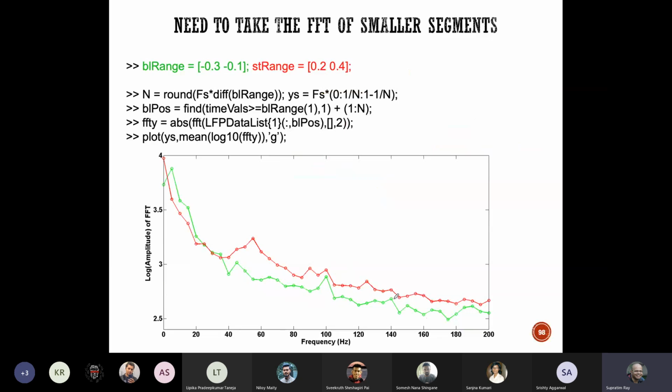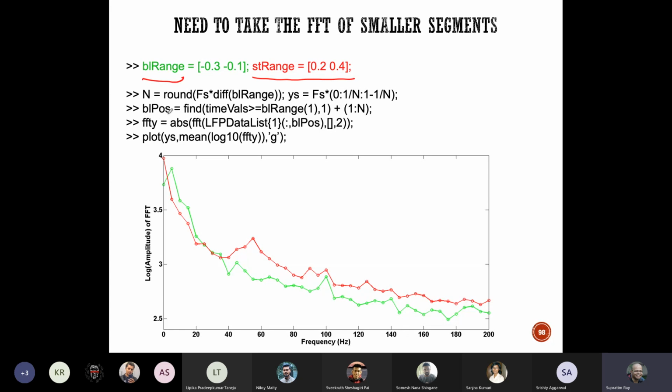Here's how we do this. I'm going to compute the FFT over 2 intervals. One is the baseline period before the stimulus came on, and one is the stimulus period after the stimulus came on, between 200 to 400 milliseconds. So this is 0.2 to 0.4 seconds.